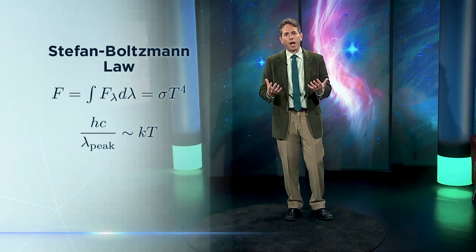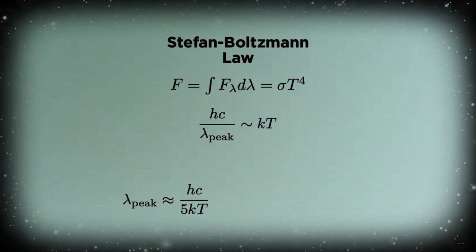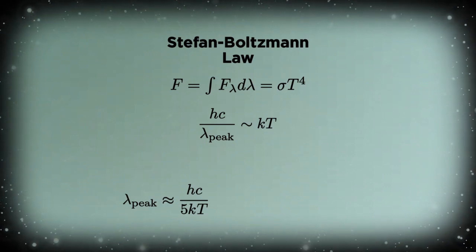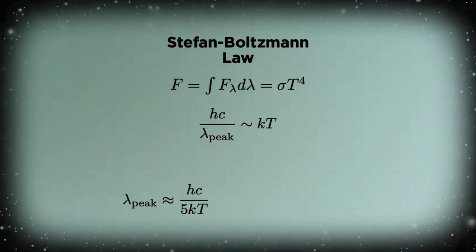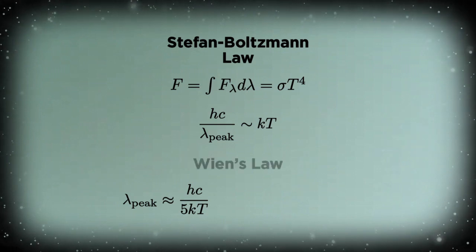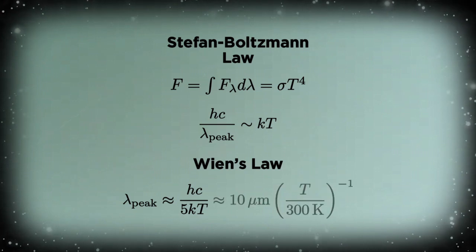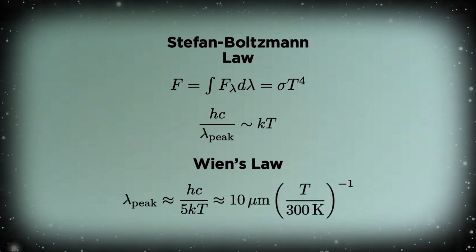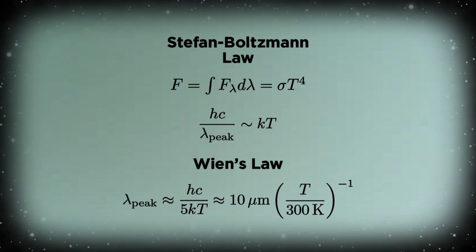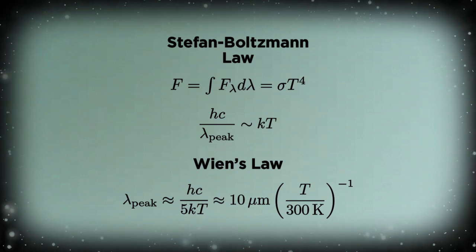When you do the math exactly, you find that the peak of the spectrum occurs when lambda is about 1/5 of hc over kT. That's called Wien's law. We can also write it as a scaling relation. Lambda peak equals 10 microns times (T divided by 300 Kelvin) to the -1 power. Those two laws, Wien's law and the Stefan-Boltzmann law, will also be loyal companions, along with Kepler's third law and the ideal gas law, helping us make sense of the cosmos.